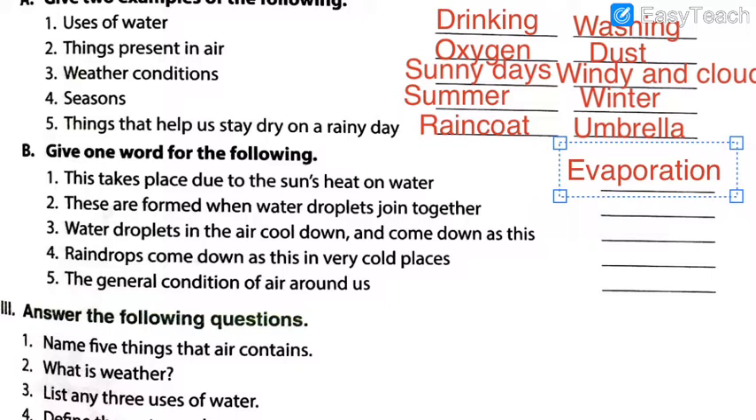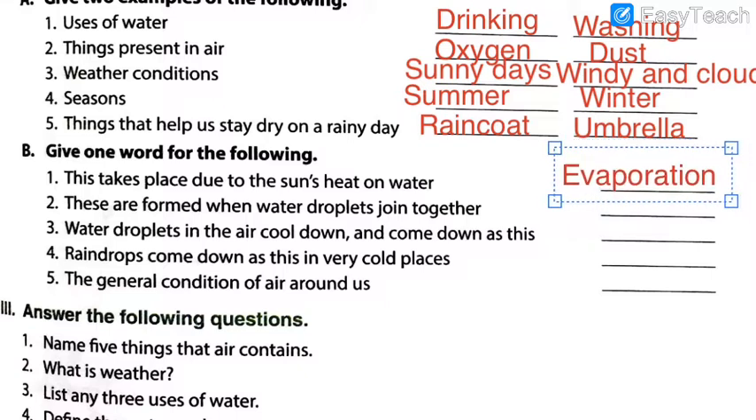Let us write the answer in the blank. So this is what the answer is, evaporation. Obviously, when the water gets heated and it turns into the vapor, this process is called evaporation. So evaporation takes place due to the sun's heat on water. I hope that you have written the same answer. If not, please write it down. Even check your spelling while you are writing the answers.